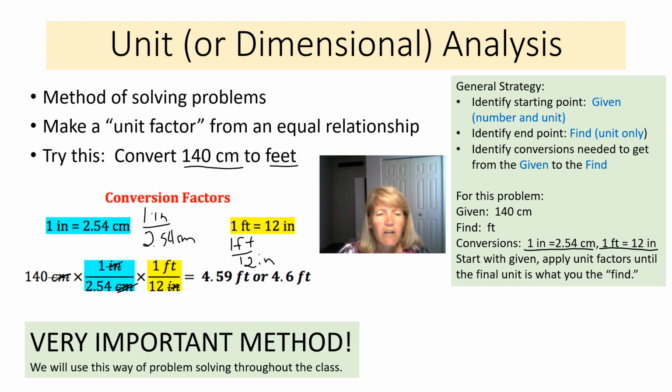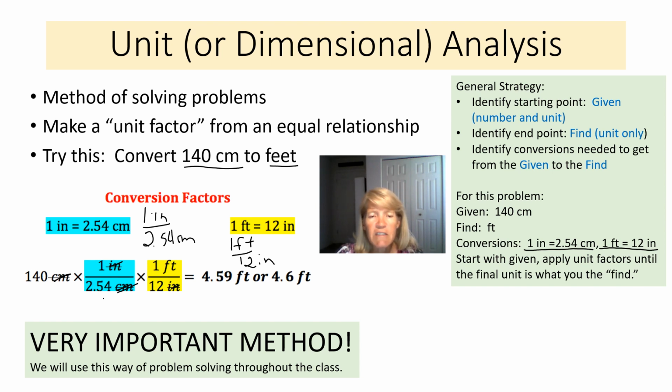So when you go to your calculator, anything in the numerator, you hit your times key. If it's in the denominator, you hit the divide. So 140 divided by 2.54 divided by 12 gives you 4.59 feet.